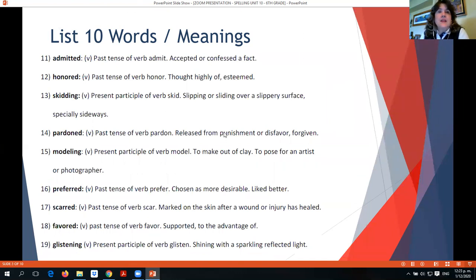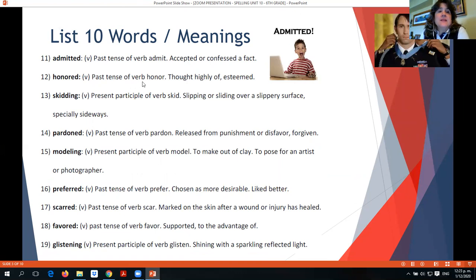Admitted is the past tense of the verb admit. It means accepted, or it means confessed, that you confess the fact. In this case, in the picture, this boy has been admitted to something, maybe a game or a new school, okay? So he's being accepted.